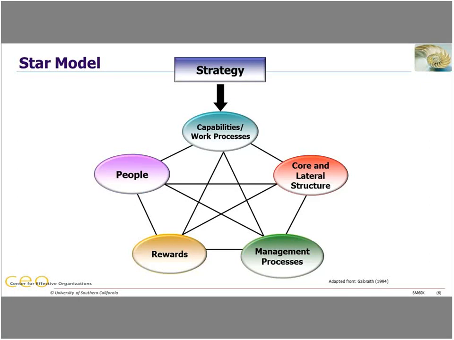But the key framework, the one that we're just going to keep referring to over and over again during the week, is the STAR model. And it was developed by Jay Galbraith in the mid-90s or so. You will see some slightly different versions of the model. For example, a lot of times when you're reading about the STAR model, you'll see the strategy box put in the same place where we've got capabilities and work processes.